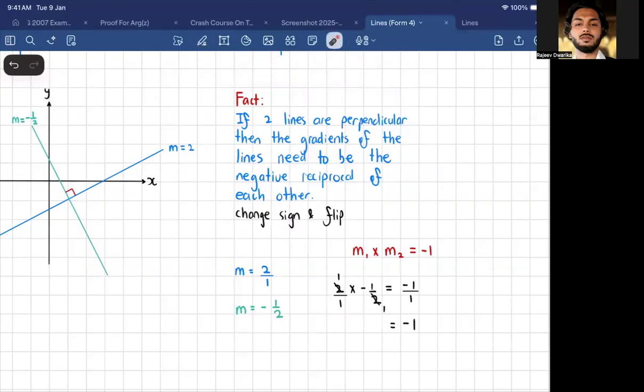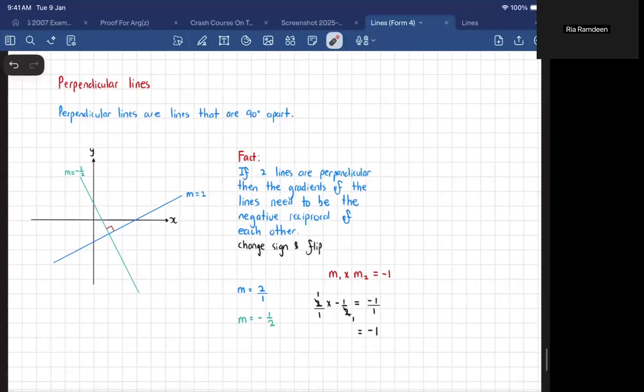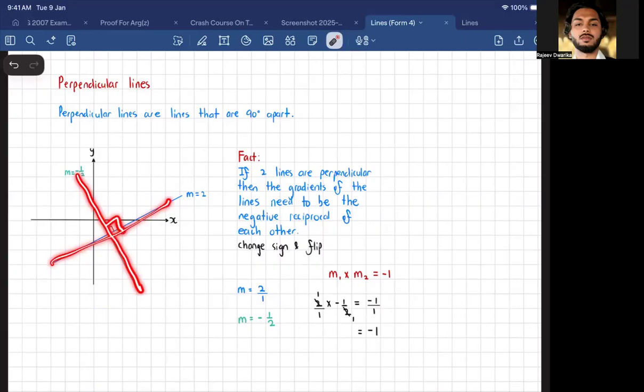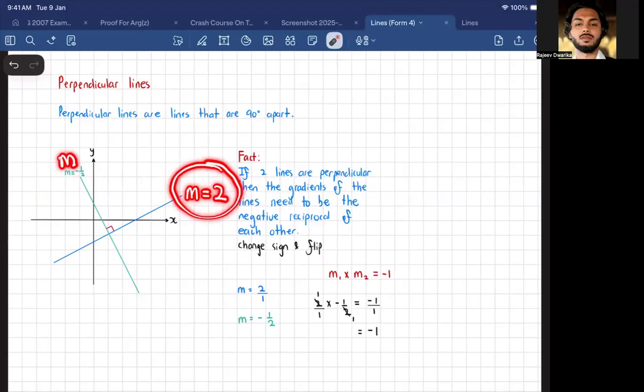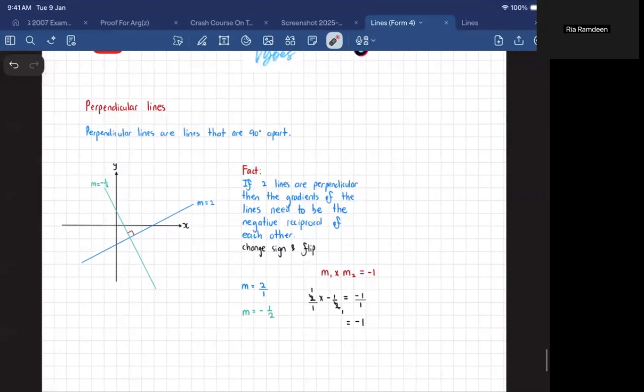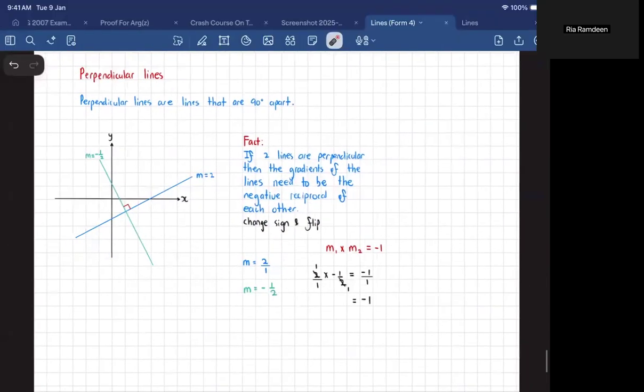So let's run through the facts. Anytime you see them mention perpendicular lines, that means that the lines exist at a right angle to each other. You see that, right, Ria? Mm-hmm. So in this example, the gradient here is 2. If this is 2, then you change the sign and flip it. So that 2 becomes negative, and if you flip it from 2 over 1, it turns to a half. So this gradient has to be negative a half. And if you multiply these two, you're supposed to get? Negative 1. Great. So that's the whole gist of it. Understand? Yep. Nice.